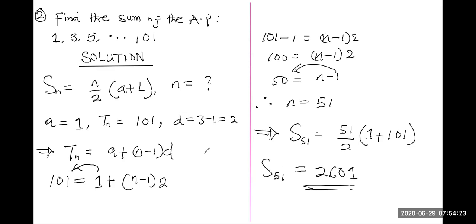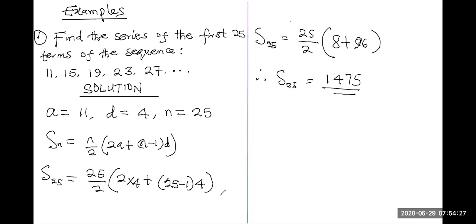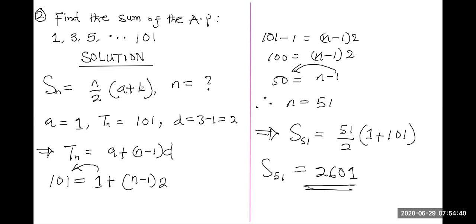Notice the difference between example 1 and example 2. In example 1, we are told specifically the number of terms to which we are summing up, to which we are looking for the series. While in example 2, we are not told the number of terms. They ask us to find the sum of the series. It means that they're adding from 1, 3, 5, and all that to 101.